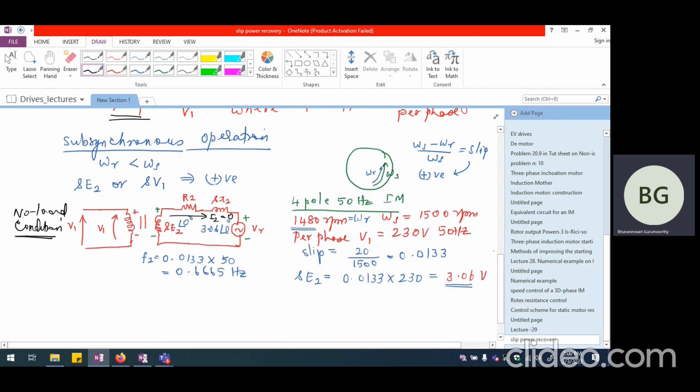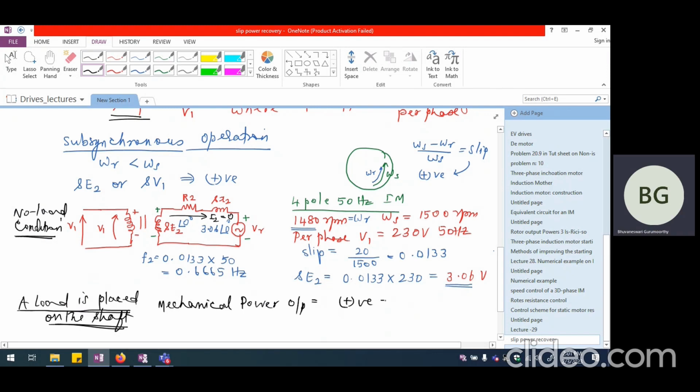Now let us say I'm going to put a load. So load is placed on the shaft. So when we place a load on the shaft of the induction motor, we are going to draw mechanical power output from the induction motor. So the mechanical power output will be positive. So PM will be positive. This is the mechanical power output.